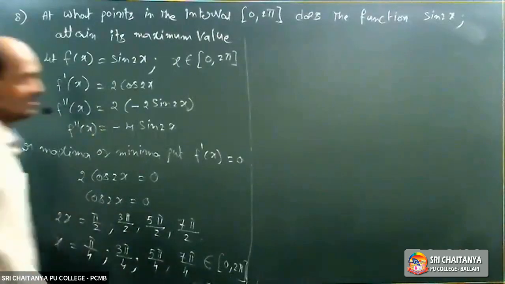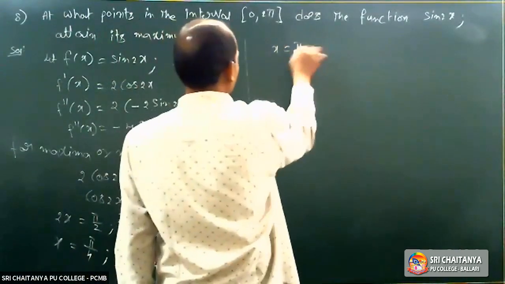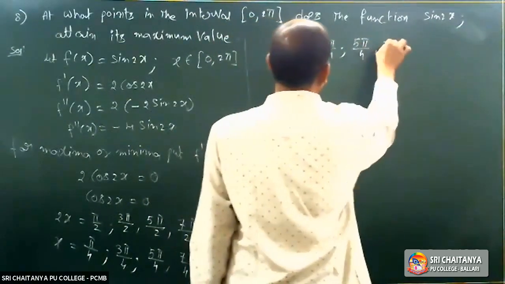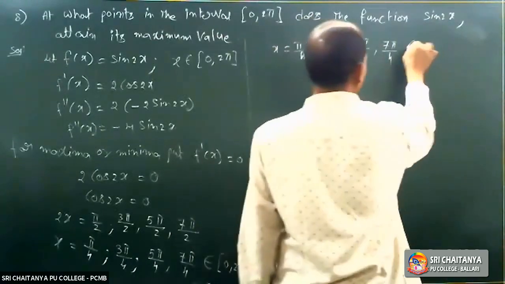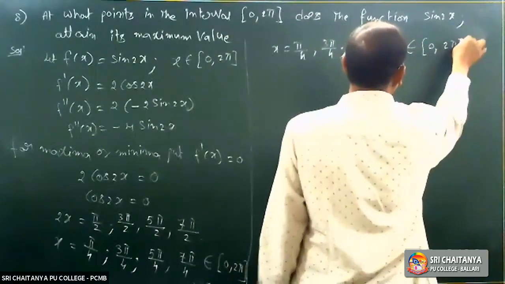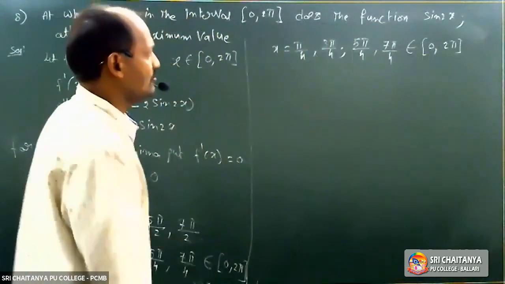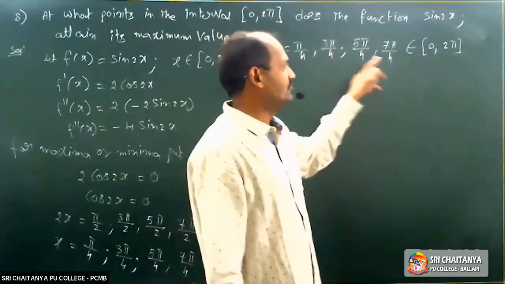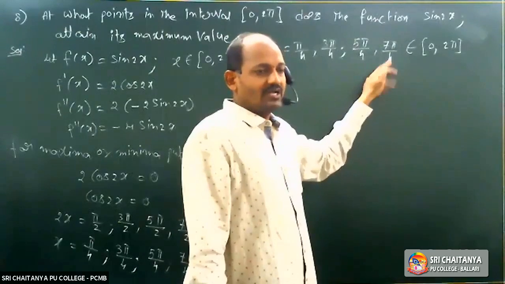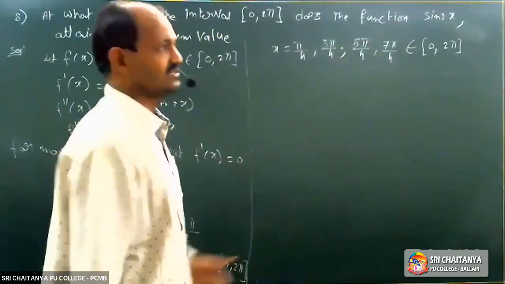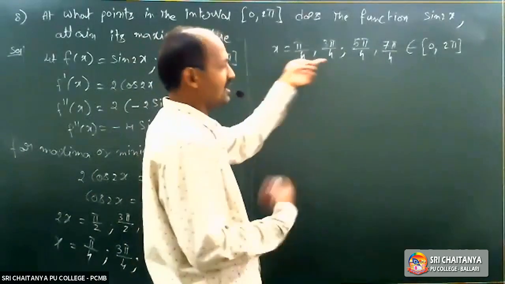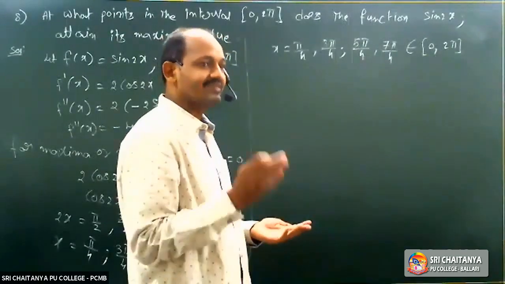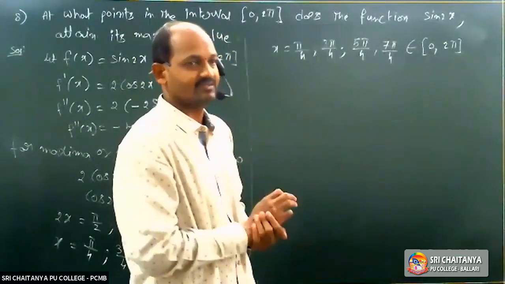So that means x is equal to pi by 4, 3 pi by 4, 5 pi by 4 and 7 pi by 4, all values in between 0 to 2 pi. Now we have to find f of pi by 4, f of 3 pi by 4, 5 pi by 4, 7 pi by 4. At which points the function attains a maximum? So first we have to find the values. Which value is maximum, at that point the function attains maximum.